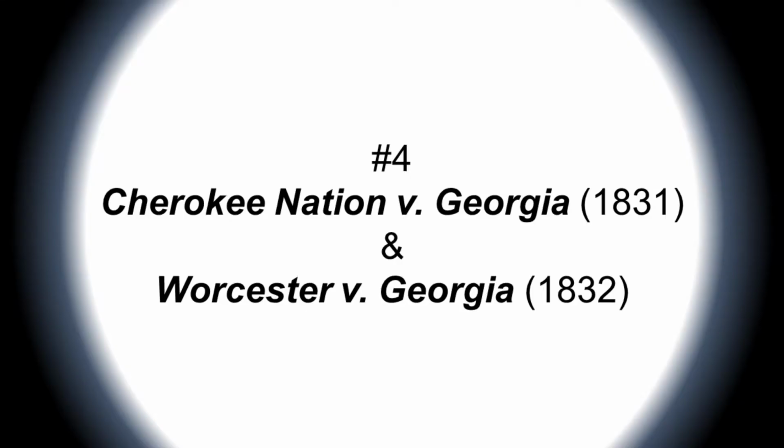Number 4, Cherokee Nation v. Georgia, 1831, and Worcester v. Georgia, 1832. These cases upheld Cherokee autonomy and would have declared the Indian Removal Act to be unconstitutional, but because Andrew Jackson doesn't care what Judge Marshall thinks, he went forward with Native American removal.